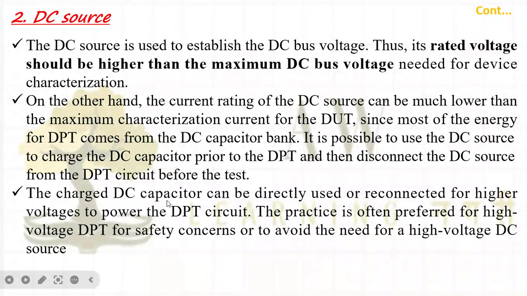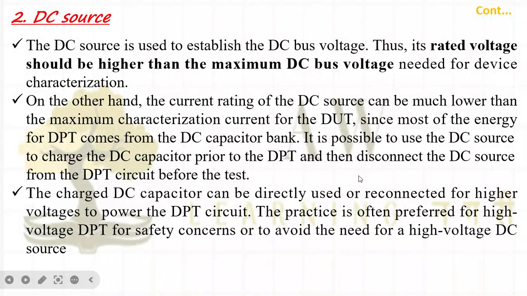So the charged DC capacitor can be directly used, and is recommended for higher voltage, to power the DPT circuit. The practice is often preferred for high voltage DPT for safety concerns, to avoid the need of a high voltage DC source. We don't have to use too high a voltage source, because if we charge the capacitor to its maximum value, then we can use it. So we don't need the DC source again, right?